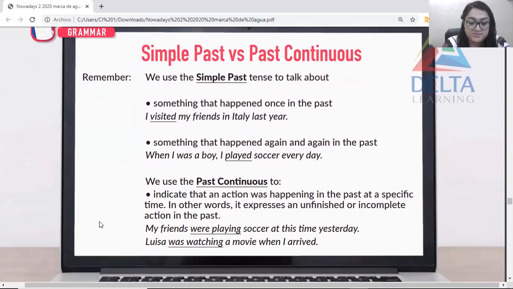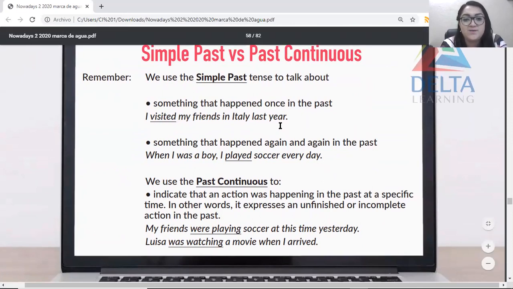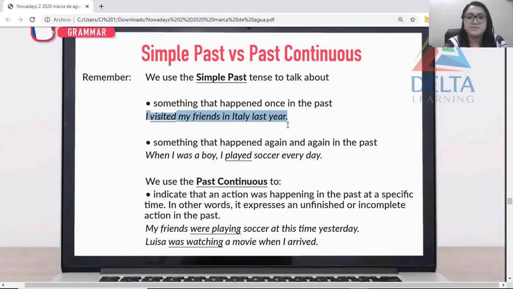Simple past versus past continuous. We have in here to remember the next thing. We use the simple past tense to talk about something that happened once in the past. Algo que pasó en el pasado. I visited my friends in Italy last year. Yo visité a mis amigos en Italia el año pasado. Okay, algo que pasó en el pasado.